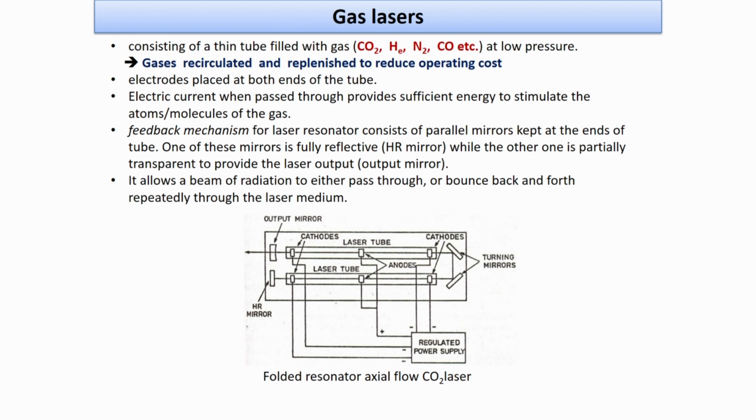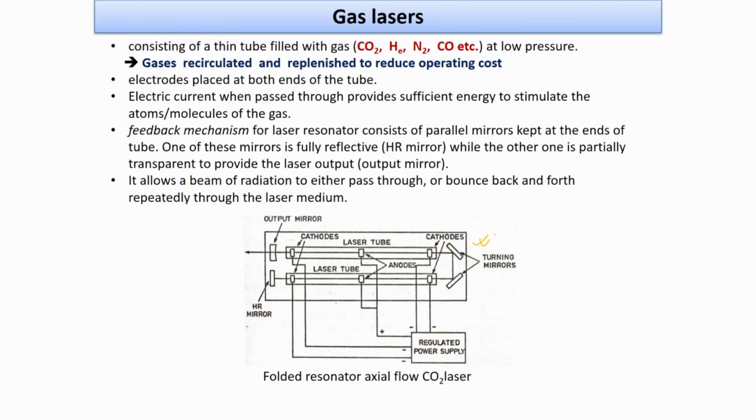Now the gas laser. I already mentioned it, so this is the configuration of a CO2 laser. It consists of a thin tube filled with carbon dioxide, nitrogen, helium or carbon monoxide at low pressure. These gases are recirculated and replenished to reduce the operating cost.